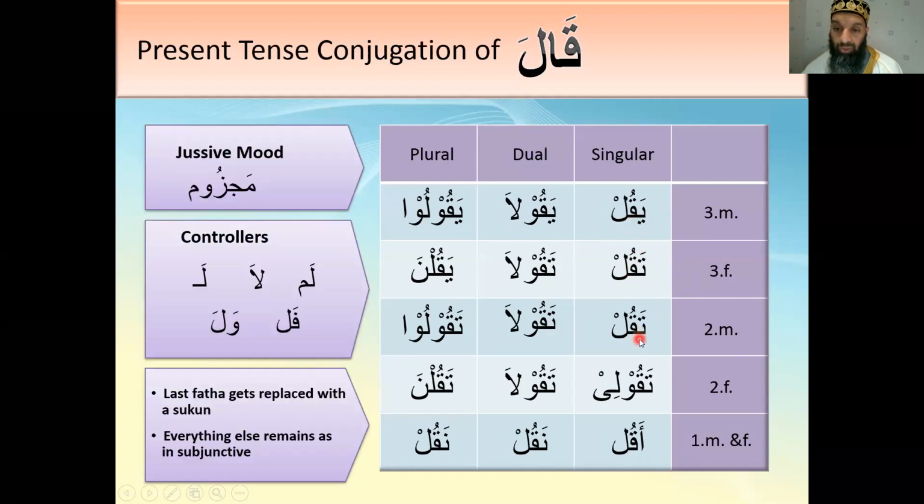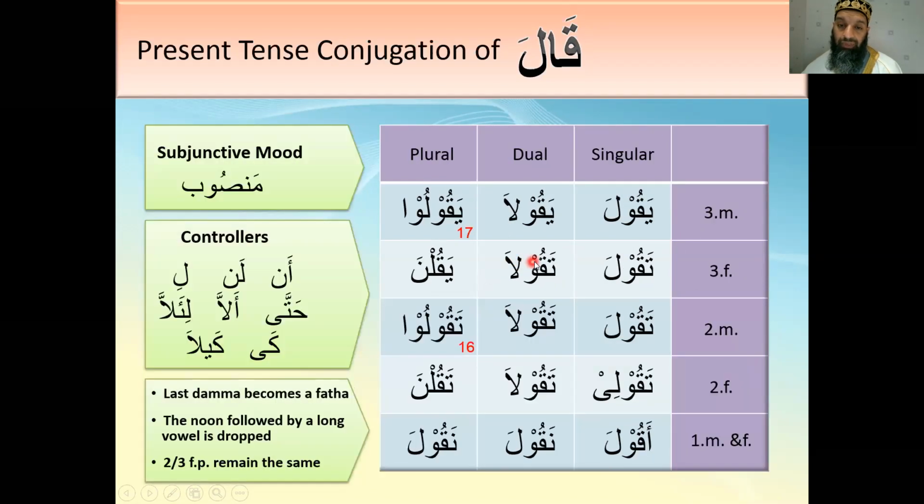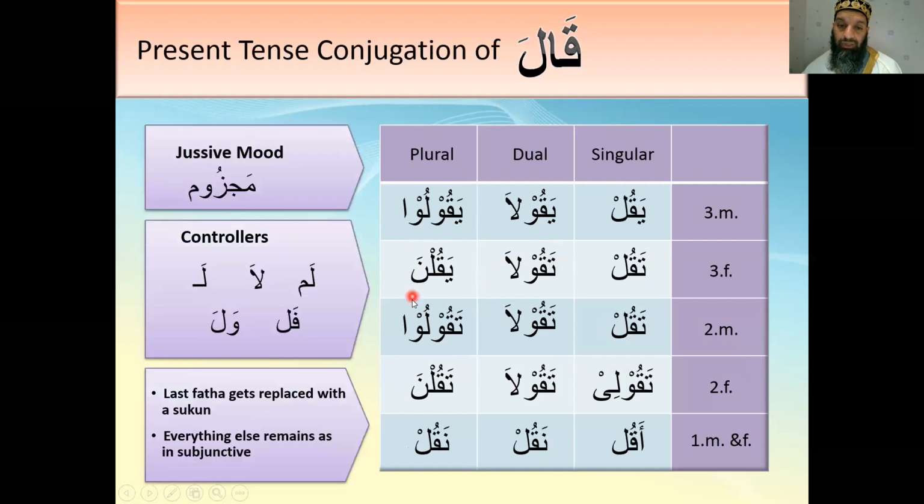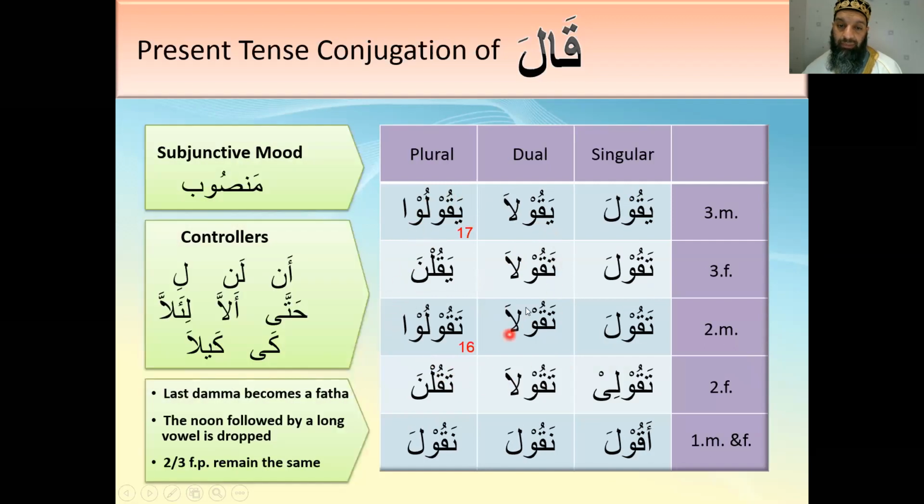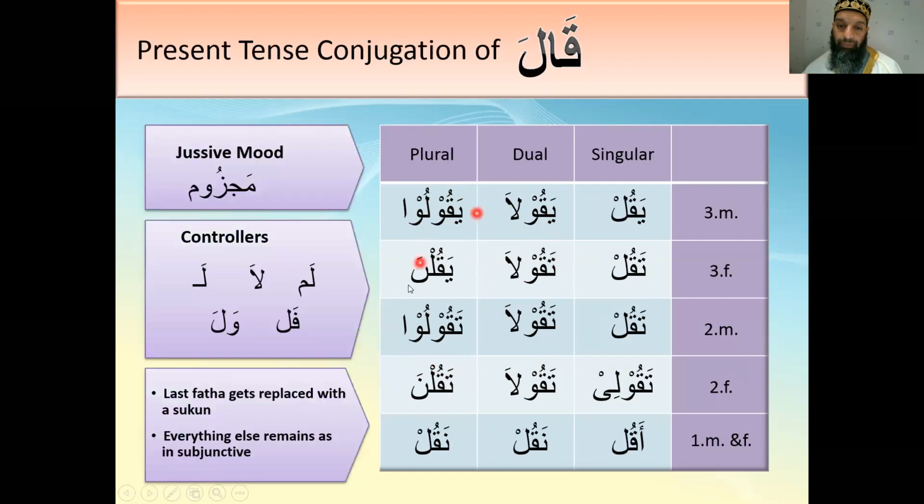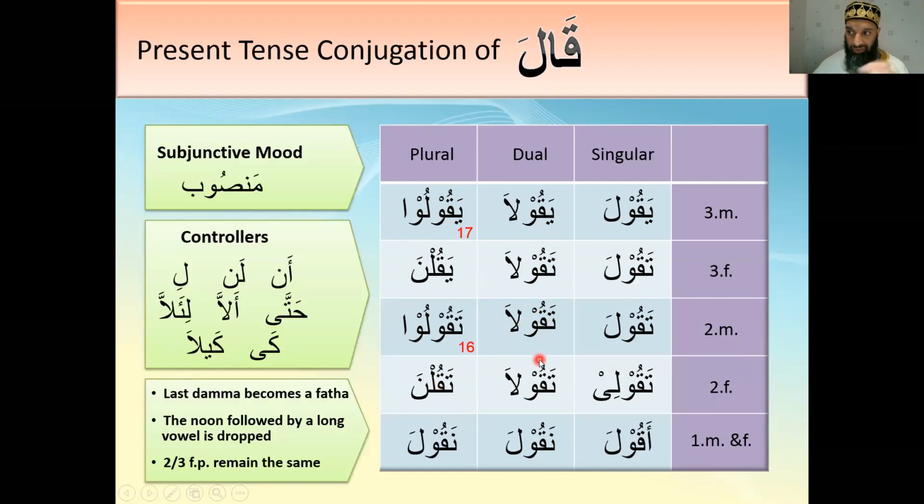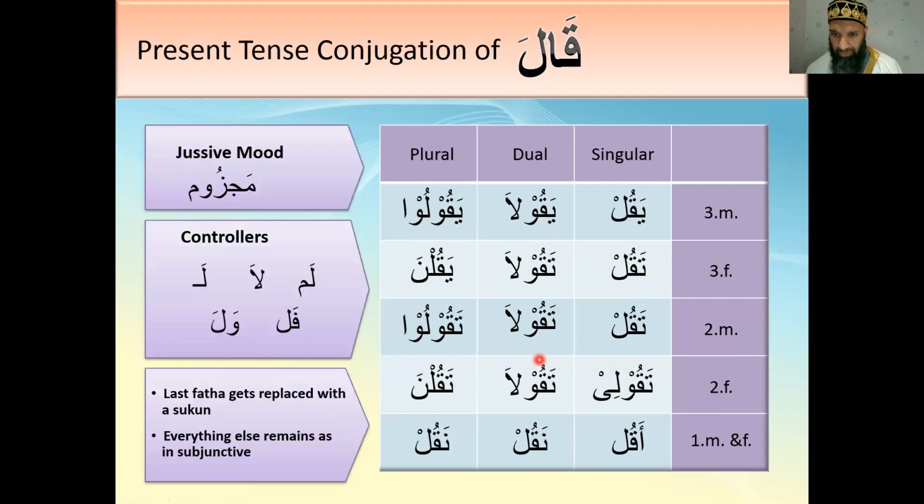So majzoom is going to be yaqul. Taqul. Taquli. Aqul. Naqul. Everything else, look at this one here, stays the same. Right, so this is a slight extra difference that's happening in the weak verb for qala. Some adjustments happening. So just need to be aware of that.